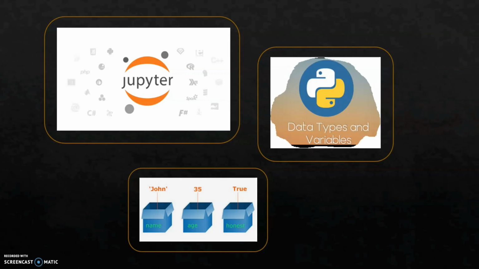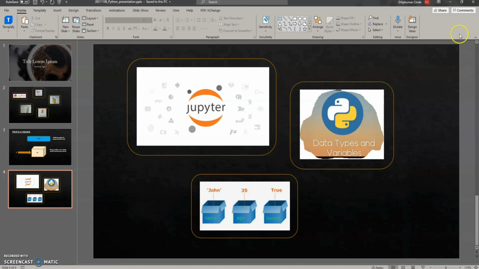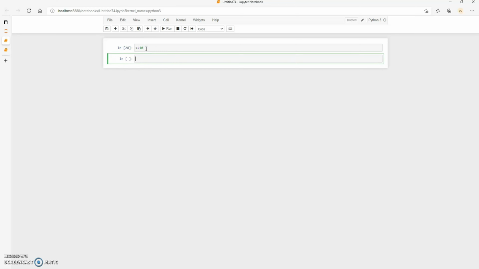In our earlier lectures, we have seen what data types and variables are theoretically. Now, let's try to understand this in Jupyter Notebook. Let me just open the Jupyter Notebook first. Okay, so let me declare a variable called x and I'll just put the number as 10.